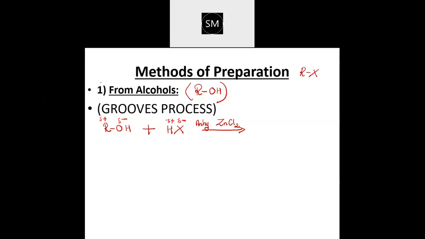So who will go with whom now? Who should go with whom if both of these are made to react? That OH minus will go with the H plus easily. So I'll remove it like this. And then this R, which is positively charged, will combine with the X minus. So the product you will get will be RX plus H2O. Clear? Now what is this anhydrous zinc chloride doing over there? That will help you to break this R-O bond. So it is just acting as a catalyst here. It will help you to break this R-O bond.